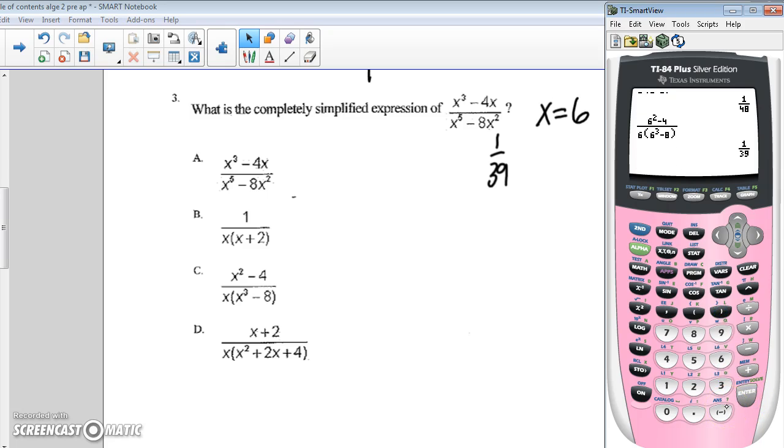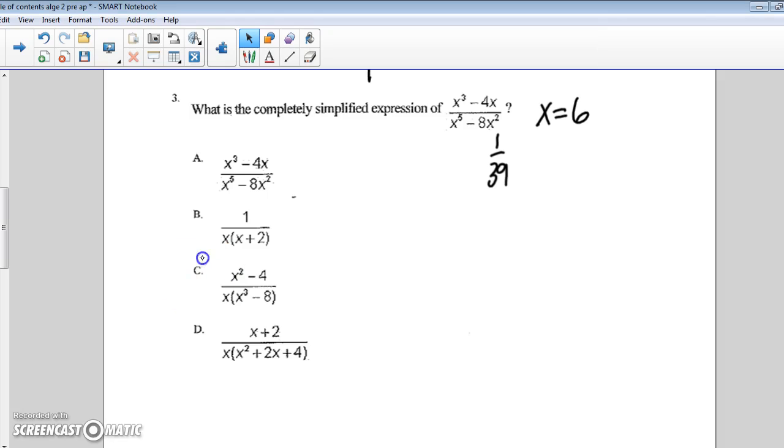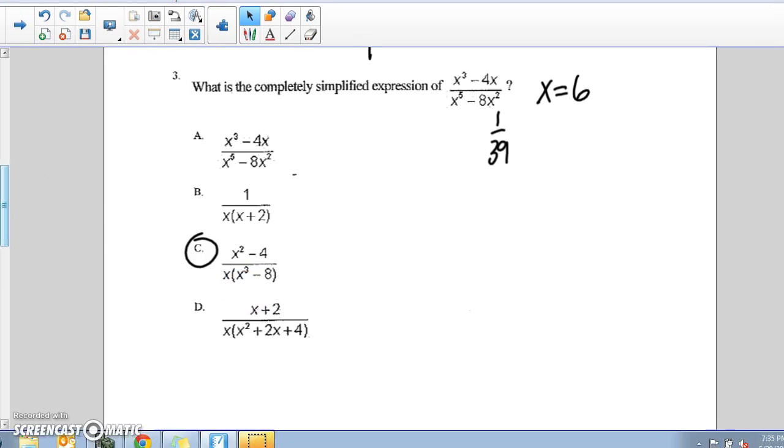And I do get 1 over 39. And that would be your answer. So when you have a problem like this that looks very complicated, pick a number, plug it in, and see which one matches. The easiest way to do it, and quickest.